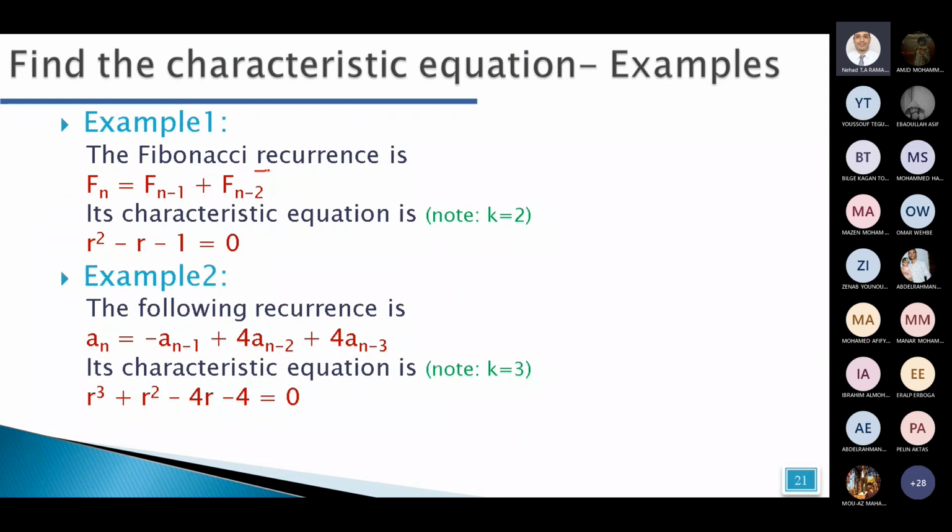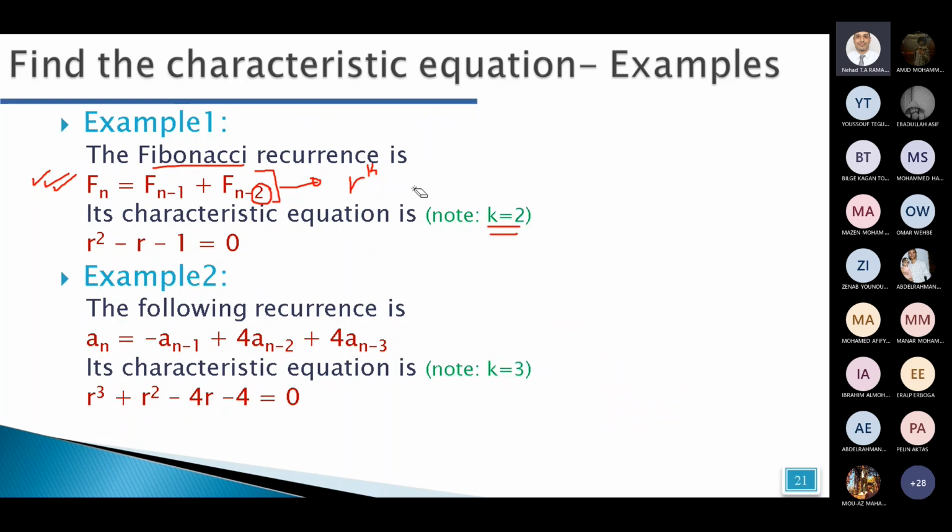Find the characteristic equation for this one. Who knows this one? It's the Fibonacci series, yes. The Fibonacci recurrence is linear, yes. It's homogeneous, yes. It's with constant coefficients, yes. Convert it to a characteristic equation. F_n becomes r^k. What is k? Look at the last minus value, n minus 2. This means the degree, which is k, equal to 2.